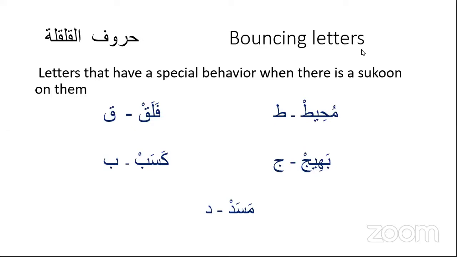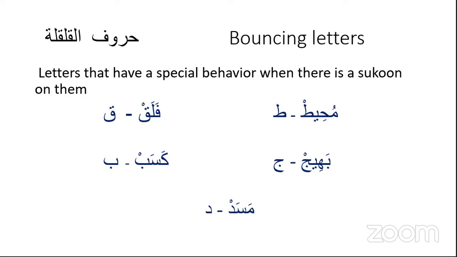So what is Hurooful Qalqala? Bouncing letters. What's the definition? Letters that have a special behavior when there is a sukoon on them. Now you may have a little confusion. What's a special behavior? We learned it's sifat, a special attribute or behavior in some places. So it is a special behavior where there's a sukoon on them. These are not all the letters. There are only some letters.